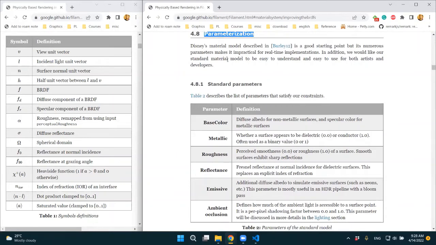Parameterizations, section 4.8. Disney's model's numerous parameters make it impractical for real time. I think in real time, usually it's just metallic and roughness. And emission. Emission isn't even originating in the PBR space; emission has been a texture. Similarly with ambient occlusion being kind of a hacky approach: it's hard to actually compute the local lighting effect, so we'll just pre-compute it and put it in a texture.